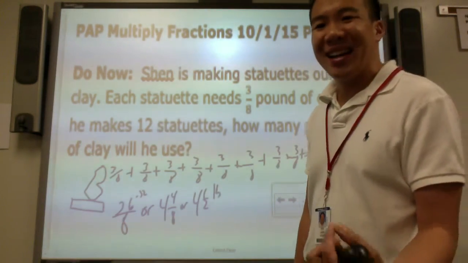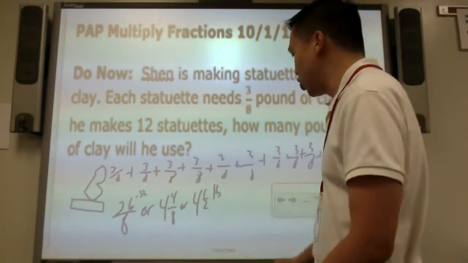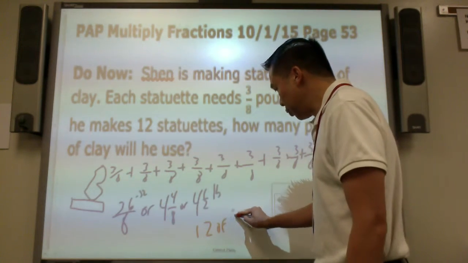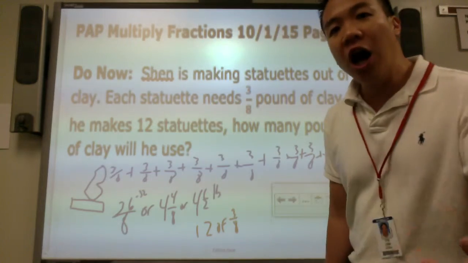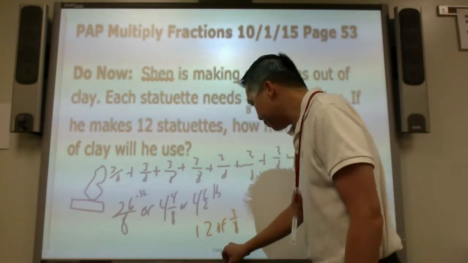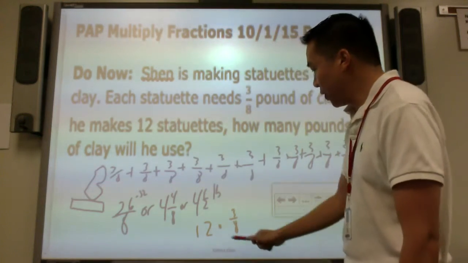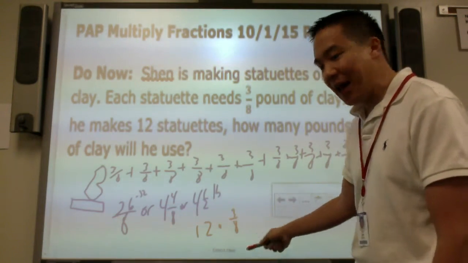Another word for repeated addition is multiplication. So we see 12 groups of 3/8. Of means multiply. Make sure you know that. Of means multiply. So we have 12 groups of 3/8.